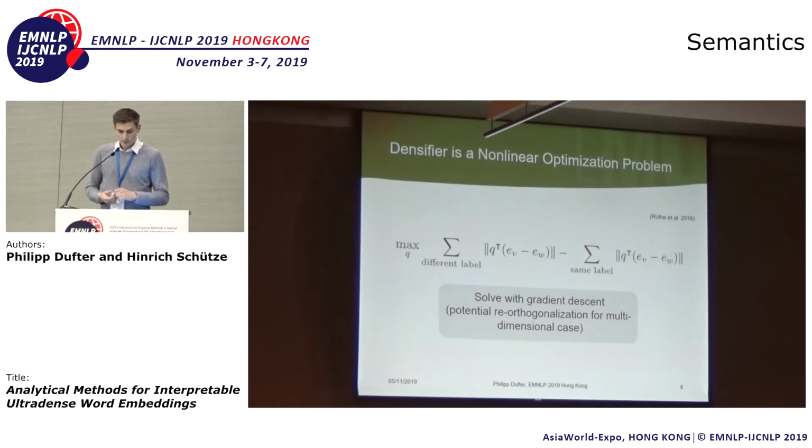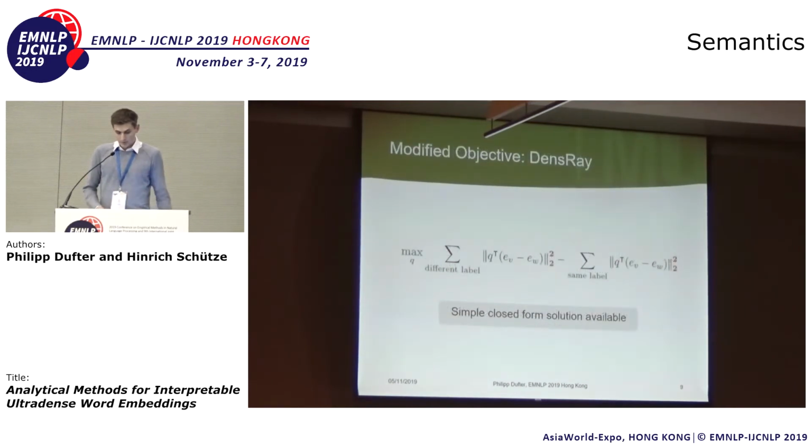And that's a nonlinear optimization problem, which is suggested to be solved with gradient descent by Rothe et al. And in order to obtain an orthogonal matrix, if you want to consider multiple dimensions, you need to do re-orthogonalization throughout the gradient descent. We actually propose that if you make small modifications and use the squared Euclidean norm, then a simple closed-form solution becomes available and you don't need to use any optimization at all, but you can obtain your solution by simple eigendecomposition of a matrix.